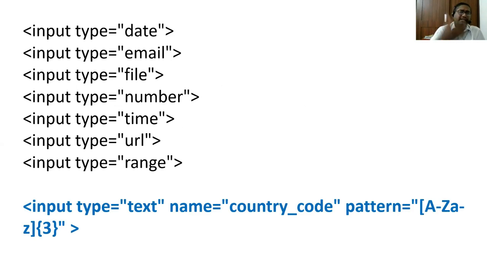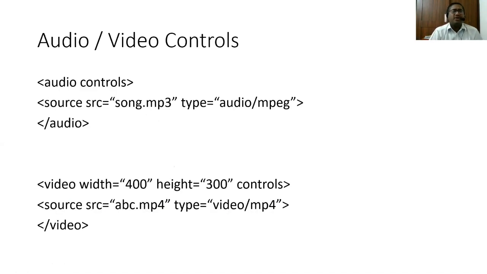Input type equal to date, email, file, number, time, URL, range with minimum and maximum. And if you want to set a pattern, for example country name, I want to set input type equal to text, name equal to country name. I want to allow only 3 alphabets, I and D: capital A to Z, small a to z, maximum 3 alphabets overall. So I is capital, ND is smaller. I can select that.